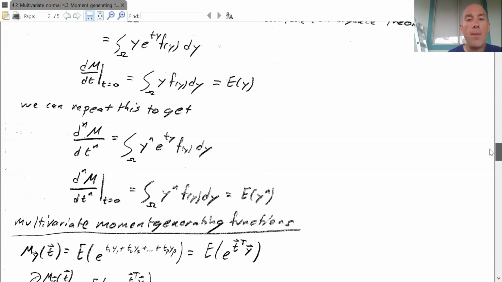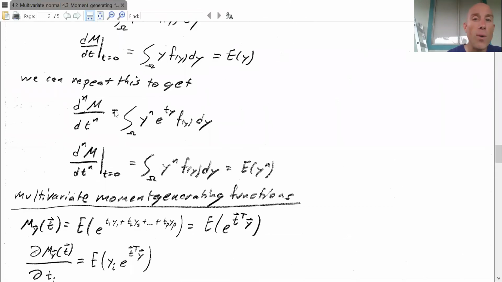If I repeat this, I can see that the nth derivative is going to give me the integral of y to the n times e to the t times y f of y dy. Okay, well, if I plug in 0 for t, the e part disappears, and I see that I've got y to the n times the density inside the integral. Well, that's better known as the expected value of y to the n. Boom.